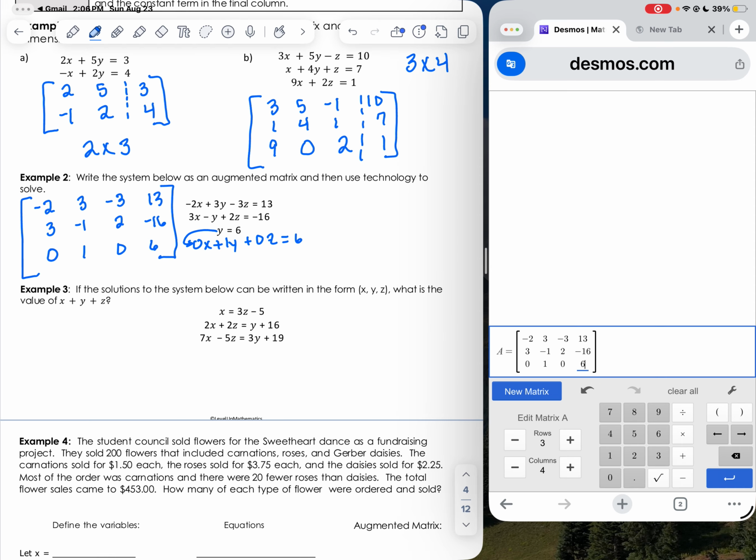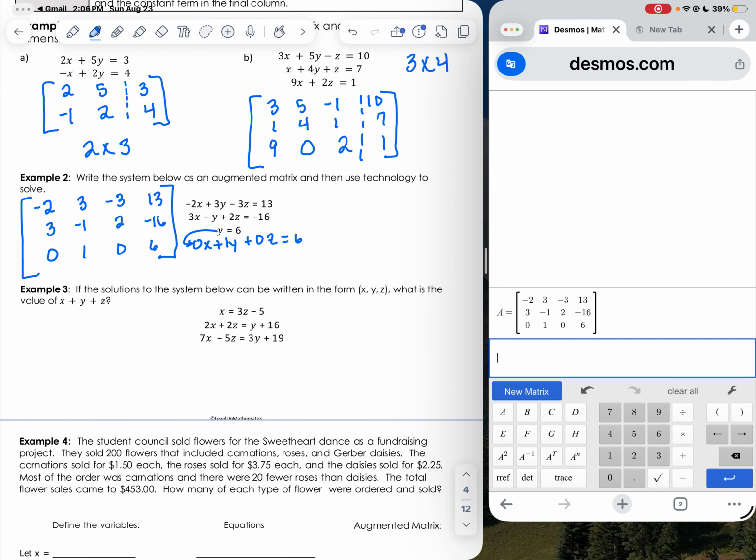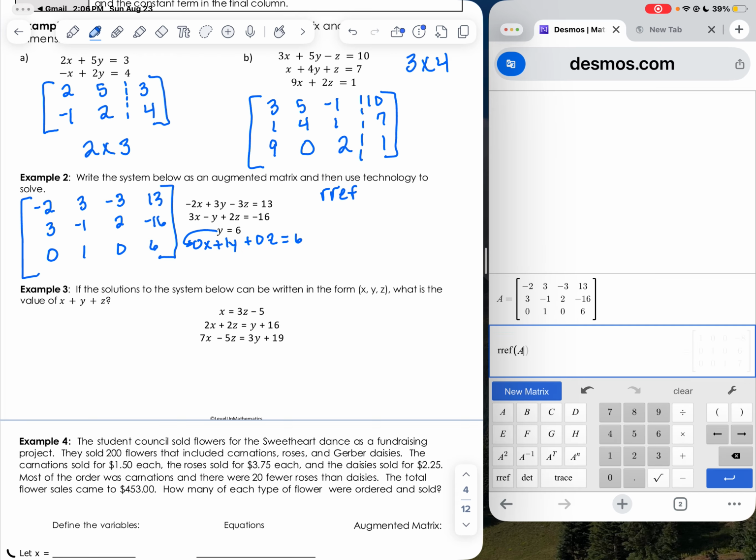Now, to get my answer, I'm going to press the enter button, which is this blue button at the bottom right corner. And when I do that, there's some new buttons that pop up. We're going to use this one, RREF. It stands for Reduced Row Echelon Formation, but you don't really need to know that. You just need to know that you're going to press that button and then push the name of the matrix you just made. So it was matrix A.